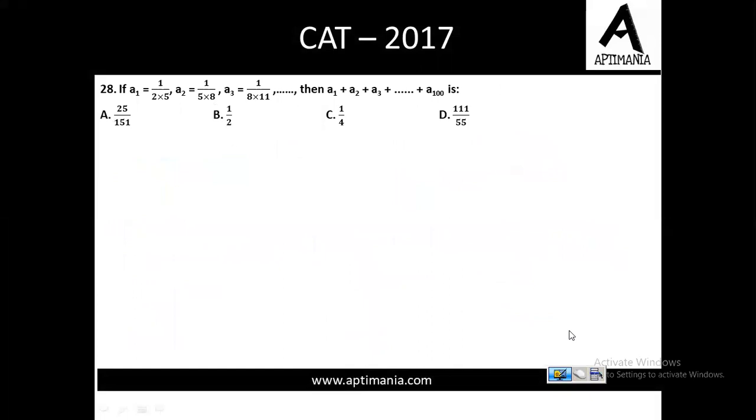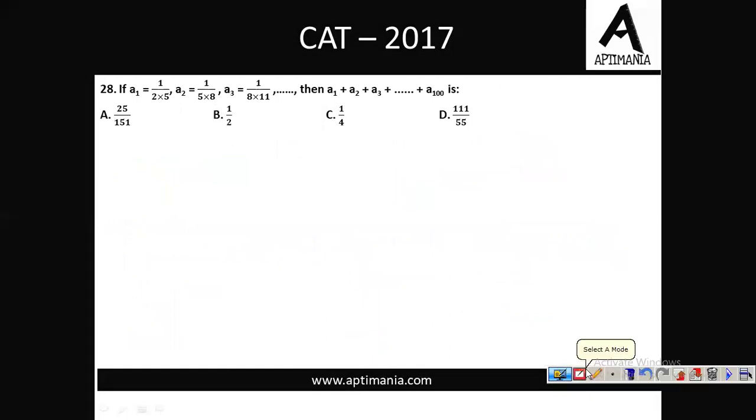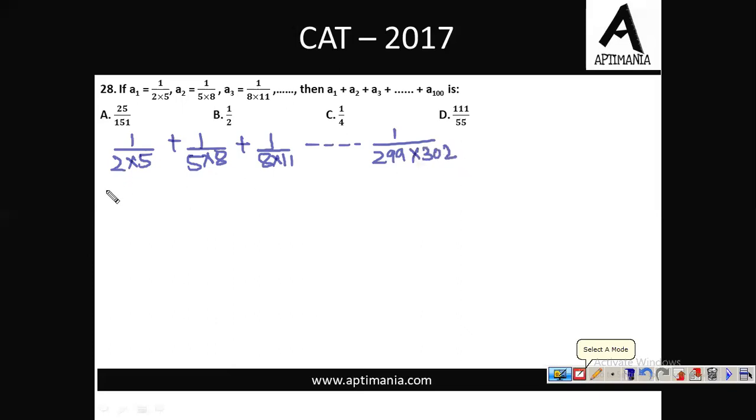Question number 28 is on the screen. What we need to do is, there are the values of a1, a2, a3 up to a100, and we need to add them. So what we need to do is 1 by 2 into 5 plus 1 by 5 into 8 plus 1 by 8 into 11, and we have to add up to 100 terms, and the 100th term will be 1 by 299 into 302, right?